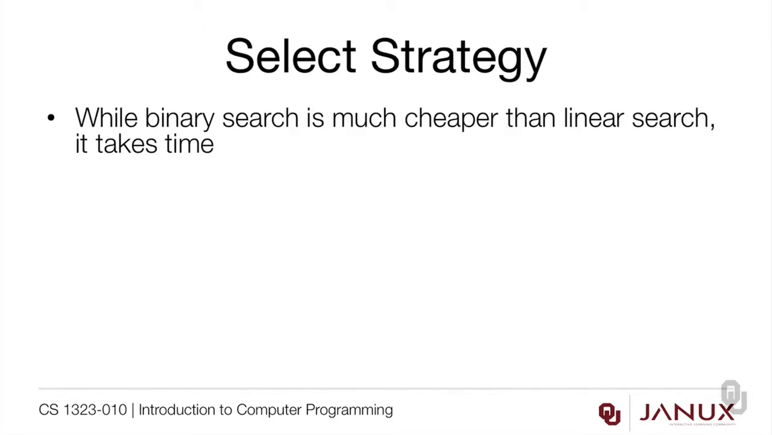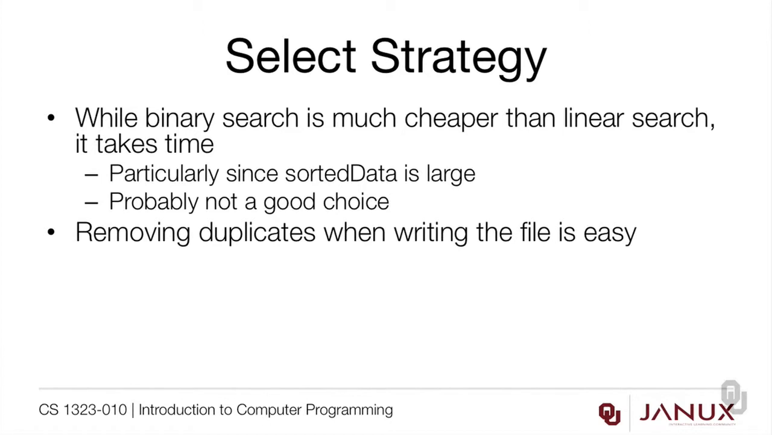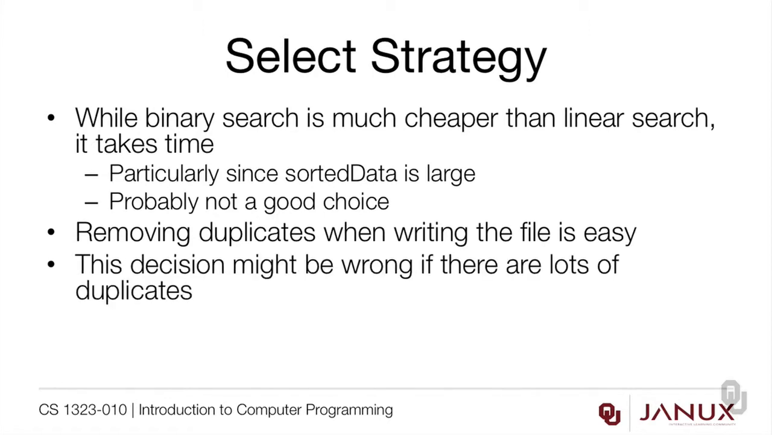So we need to select a strategy here. Now, binary search is much cheaper than linear search, but it still takes time. This is especially true because sorted data is large. So when you have large data sets, you need to be much more careful about wasting time. So that's probably not a good choice. Now, removing duplicates when you're writing the file is easy, so that would be a great choice. The thing is, this decision might be wrong if there are lots of duplicates. So maybe all of the email addresses are duplicates, for example. In that case, we probably have made the wrong choice.